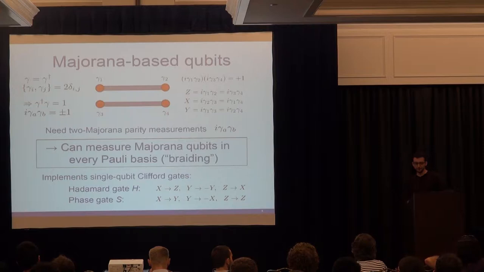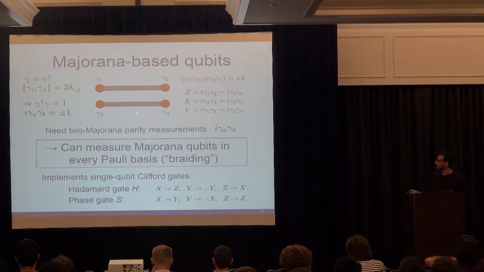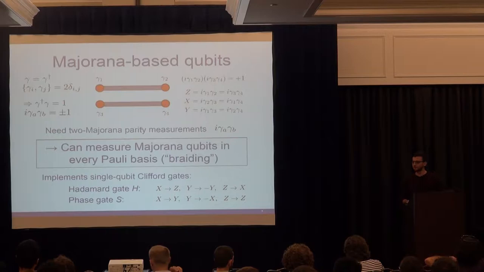You can define your Z Pauli operator as i gamma one gamma two. The other thing you need for a qubit is an X Pauli operator, which has to anti-commute with the Z Pauli operator. And you can check that you can use i gamma two gamma three as an X because it anti-commutes with Z, just because they share one Majorana. If two Majorana parity operators share one Majorana, they anti-commute. And then the Y operator is simply the product, which is i gamma one gamma three. So you can check that all of these three operators mutually anti-commute.